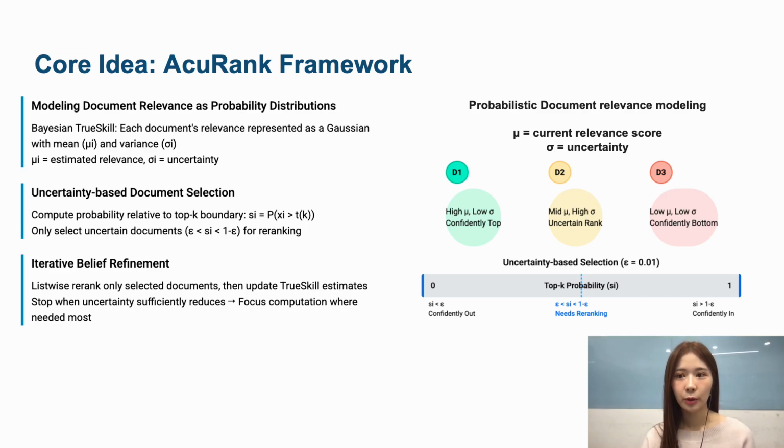For example, suppose we have three documents, D1, D2, and D3. D1 has high mu but low sigma, meaning that it has a high relevance score with confidence. In contrast, D2 has a so-so relevance score but has high uncertainty. We select only documents like D2 on the next round and do the re-ranking. We exclude the already confident ones within this blue area, and keep refining the belief for documents that lie in the gray area.